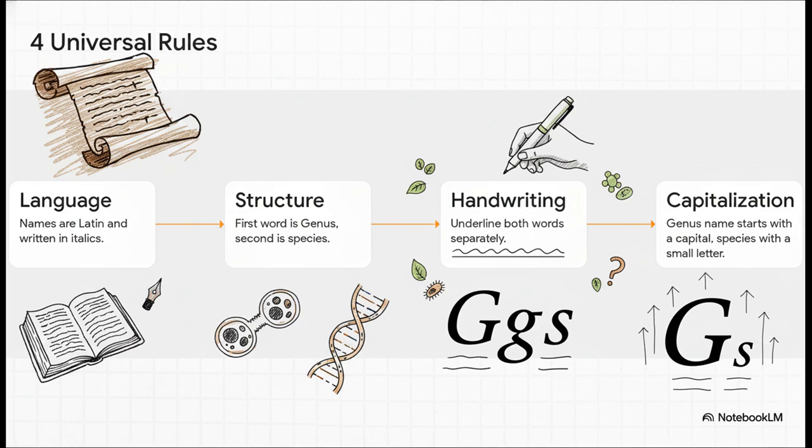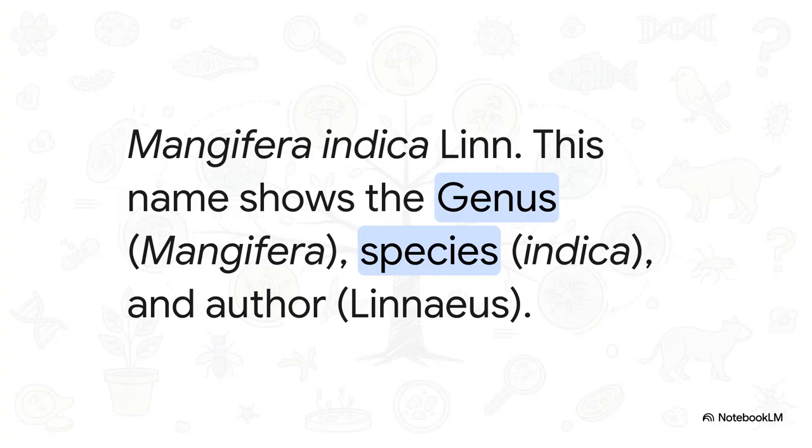And rule number 4, the genus name always starts with a capital letter, but the species name always a small letter. No exceptions. Okay, let's see this in action. It's a perfect example. So for the common mango, you have Mangifera, that's the genus, capital M, and Indica, that's the species, small I. And what about that Lin at the end? Well, that's just the abbreviation for the author who first described the species.